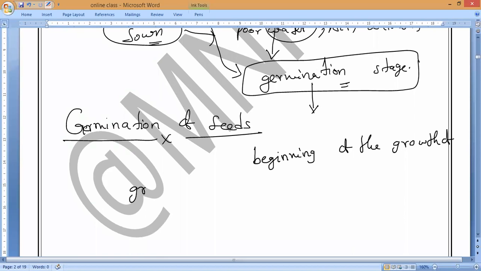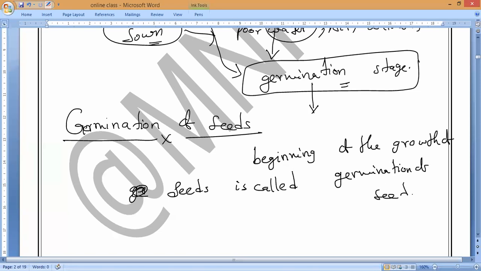Growth of seeds means new plants will start developing from seeds, and that is called germination of seeds. Now, let me see how many of you know, if the germination will start, first will it come as root or leaf? Anybody can say? First it will develop root or leaf.